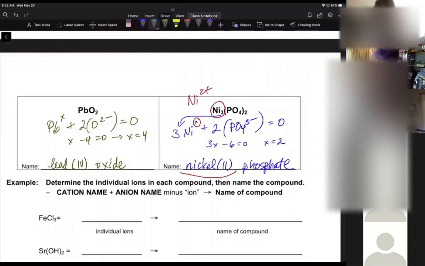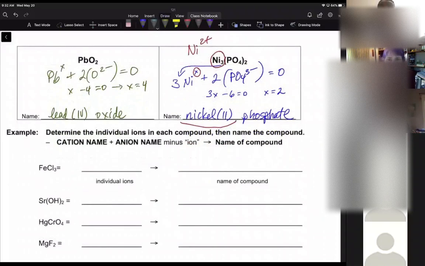I'm going to leave that up for a little while. We're going to do a bunch of these so we can practice and get speedy. Start with the individual ions. What do you know? You know the chloride ion. What must be the charge on the Fe?